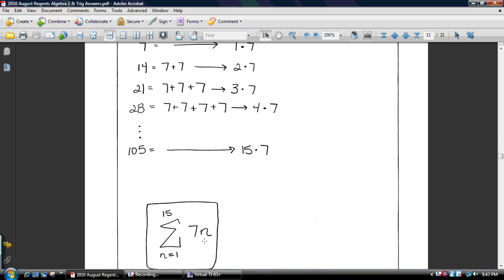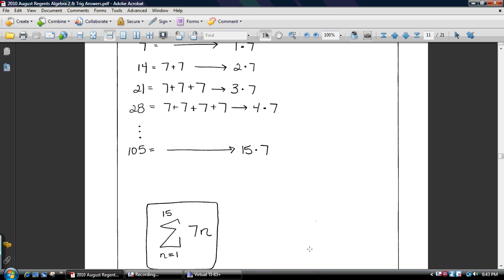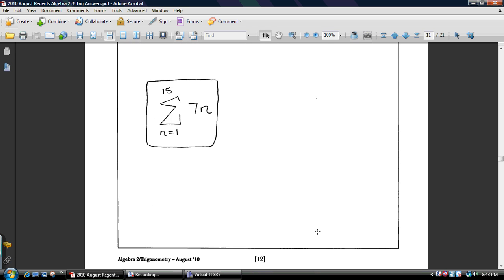And so sigma notation, you got to use the sigma symbol. This number down here is where you start at, and so I'm saying that you're starting at 1, and you got to go all the way to 15. n is going to represent these numbers, and they all multiply by 7. So that's this guy. That's it. That's sigma notation.